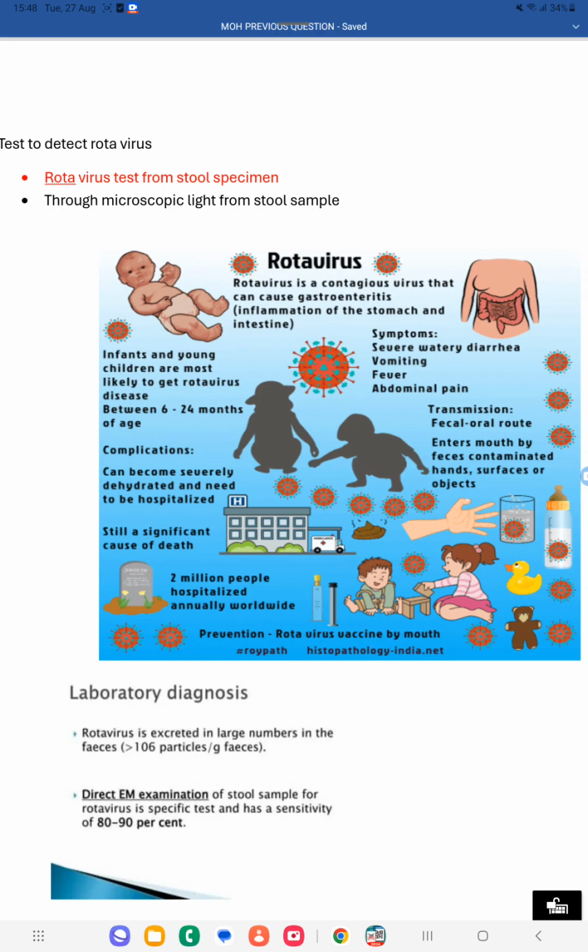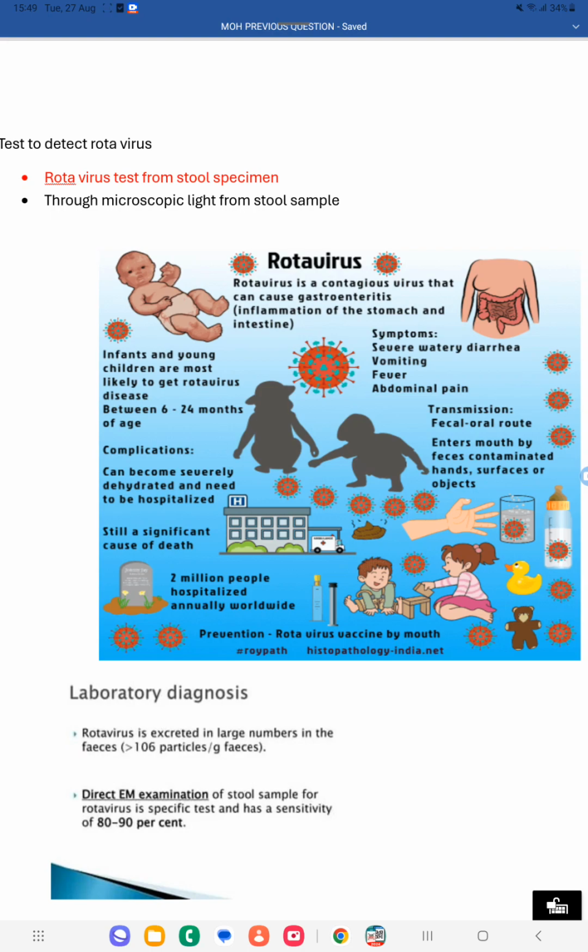Usually you can get this in nurseries. Say a preschool child suddenly has severe diarrhea, and in the history they tell you that in that preschool 2-3 other children also had the same symptoms. Whenever they tell you that in the history, always think about rotavirus. Rotavirus causes gastroenteritis. The main symptoms are severe watery diarrhea, vomiting, fever, and abdominal pain. It enters children by the fecal oral route, through contaminated hands, surfaces, and fecal matter, and spreads to other children that way.